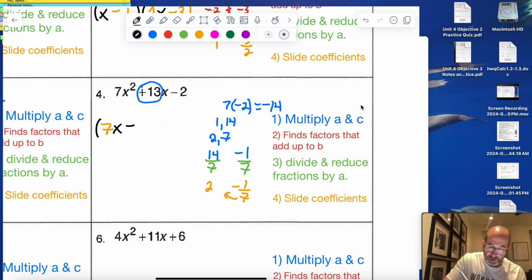minus 1. And then we're going to have an x plus 2.